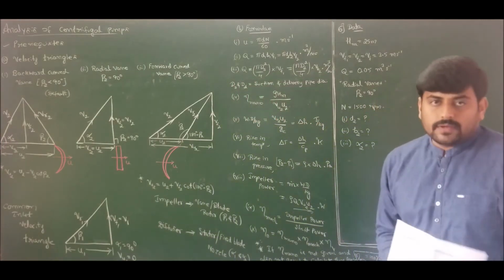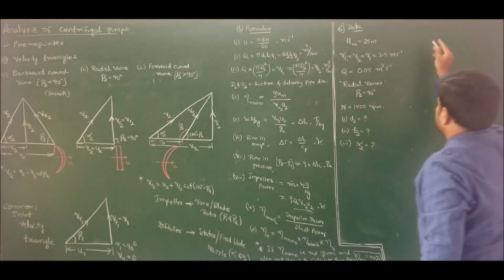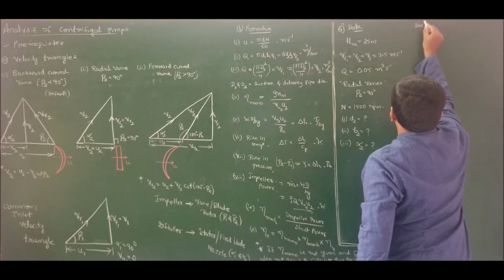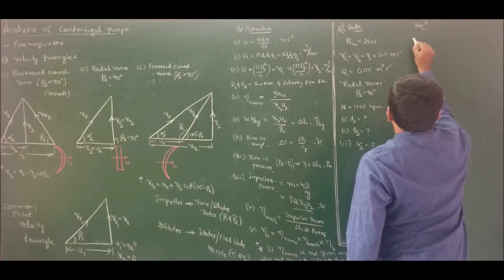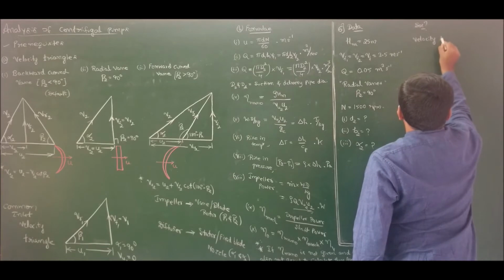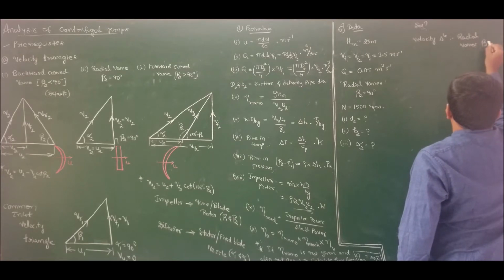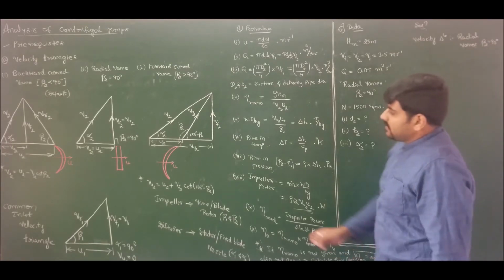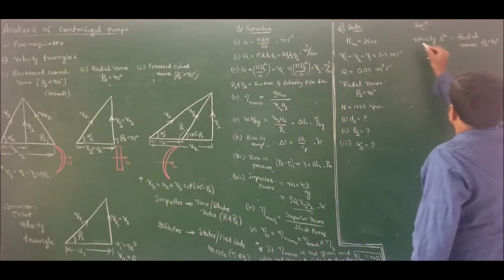Now coming to the solution of this problem. Since the blades are radial, the velocity triangle is for radial vanes. Beta 2 is 90 degrees. I should use this combination of velocity triangle for this problem. Very important.